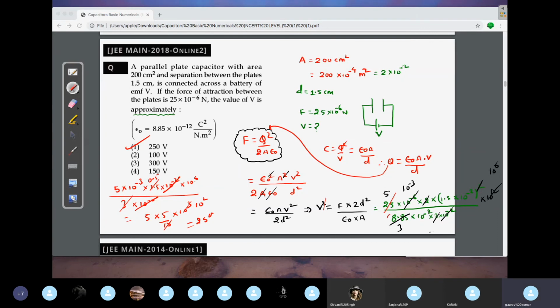Remember that approximately you can write this, right? 8.85 is approximately 9. Root 9 is what? 3. I will remove the square. I'm writing root like this. Okay, you can take the screenshot.